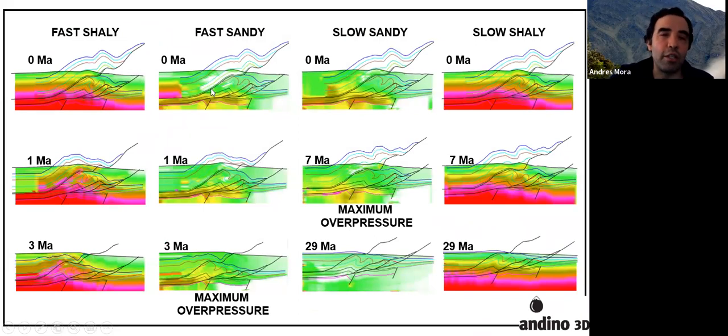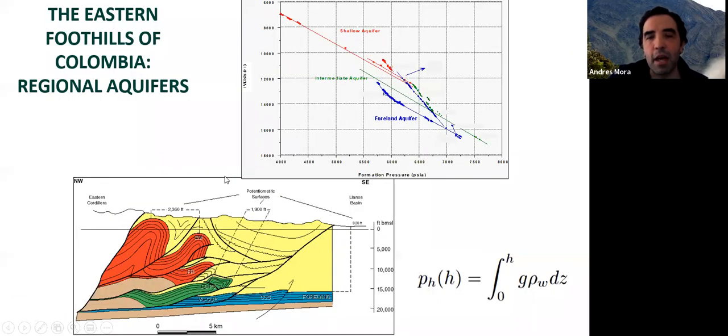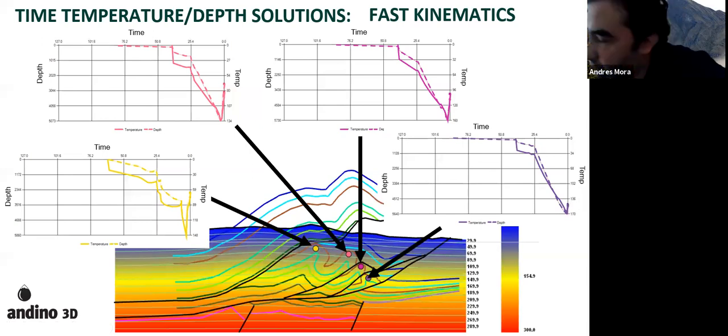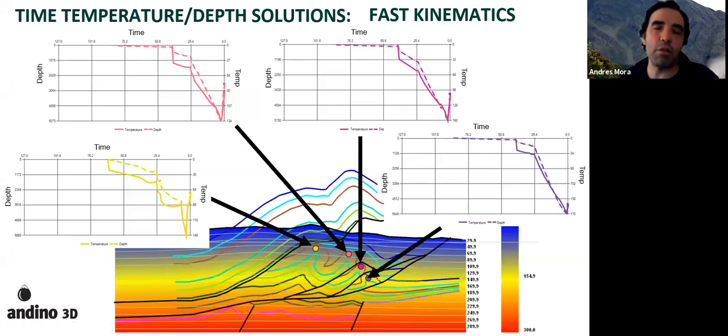Let's analyze the reason for the reduction in pressure within the last 3 million years for the sandy case that is not the fast kinematics and sandy case, which is not very significant. It can be observed, but it's not as significant as in the fast kinematics sandy case. And what we see here is Andino 3, as I was mentioning, also produces temperature-time plots and depth-time plots, and we see the plots for the fast kinematics.